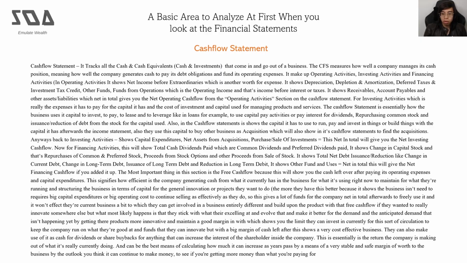This is essentially the return the company is making out of what it's currently doing, and can be the best means of calculating how much it can increase as years pass by, as a very stable and safe margin of worth towards their products and businesses. From the outlook you can project, it can continue to make more and more money. So then see if you're getting more money than what you're paying for. That's how you can see the intrinsic value, or worth, of a business.